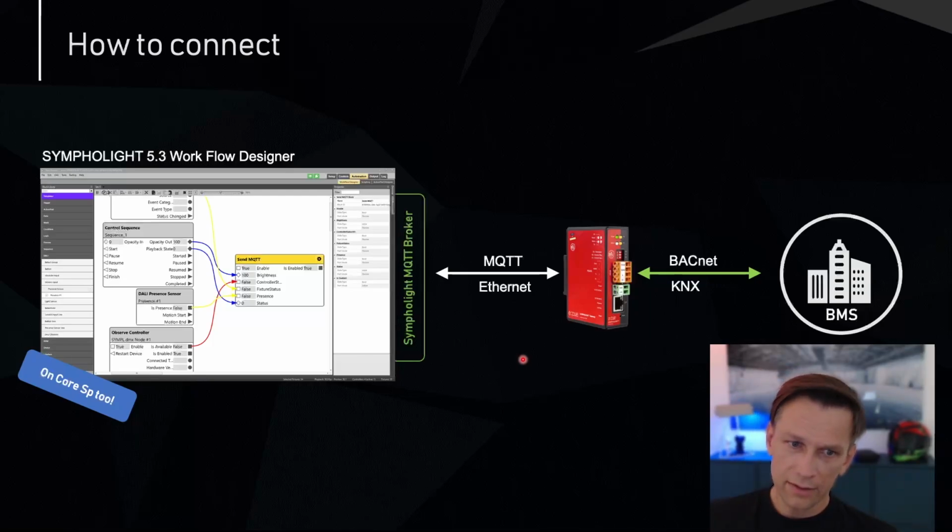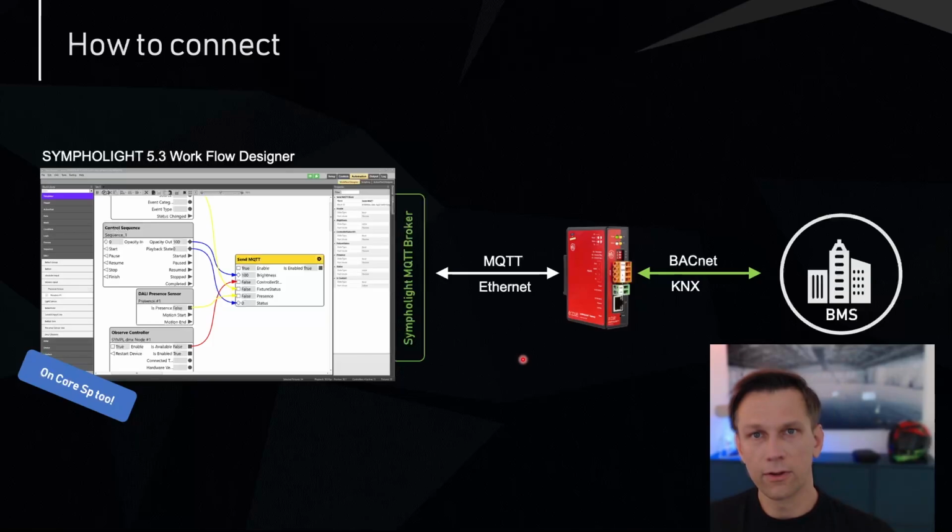One side fact is that the Core S or Core SP is also capable of interacting with the gateway. It's very similar: you create your logic within the Sympholight workflow and then export this to the Core S, and the Core S will interact with the gateway. It's the same way, so also for smaller systems it's very easy to implement.